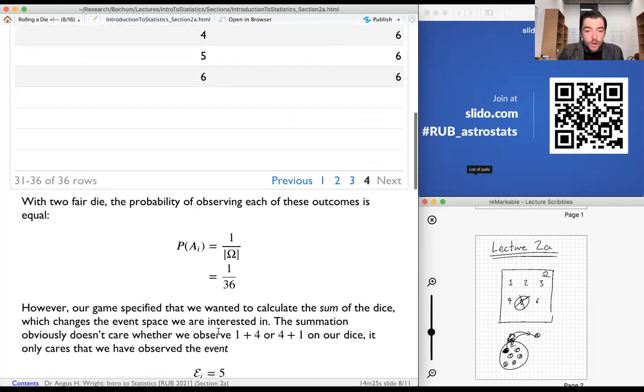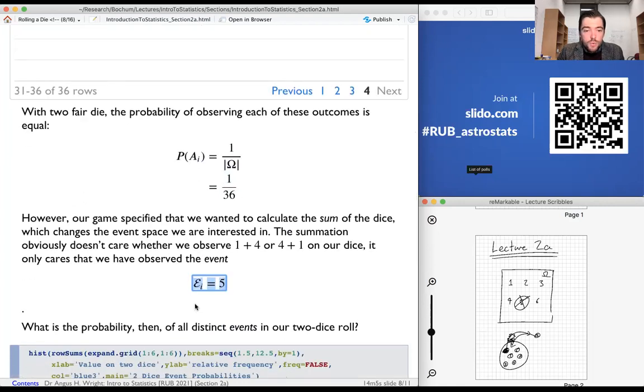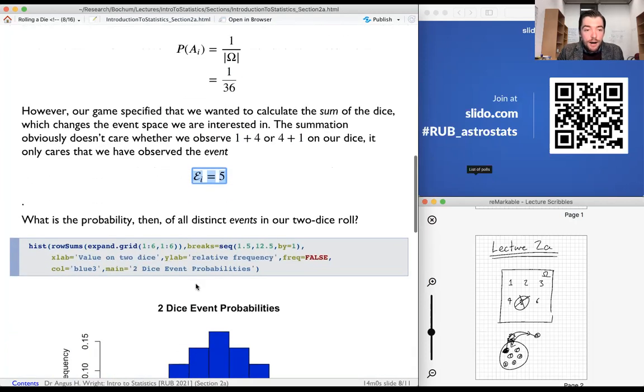Okay, and so instead of asking what is the probability of seeing any one outcome or any one combination of possible die rolls, we can then say, what's the probability of seeing an event, which I've defined here as the event, the sum is equal to 5. And we can construct this event really trivially within R and Python, given this matrix that we just had of all possible outcomes.